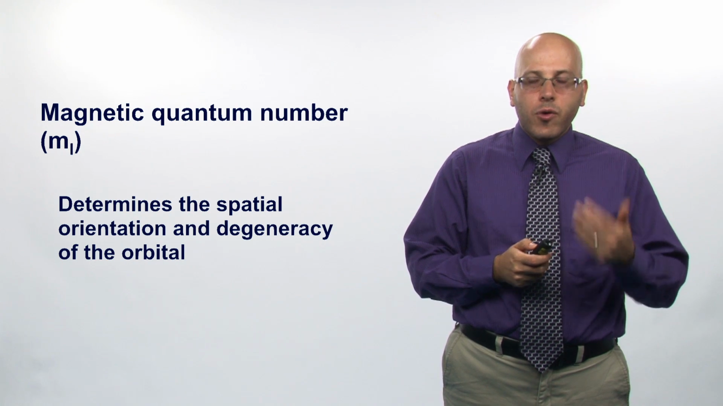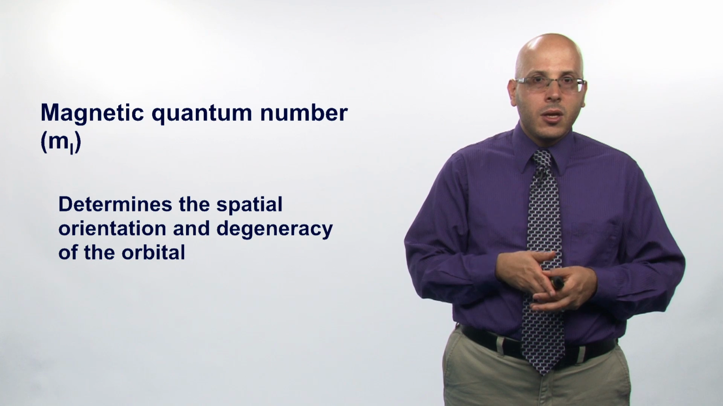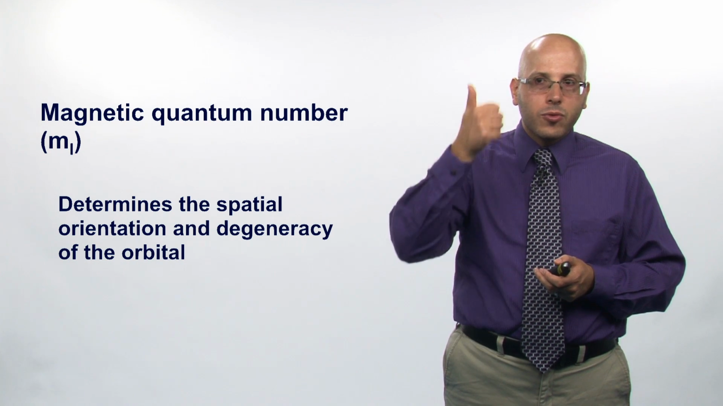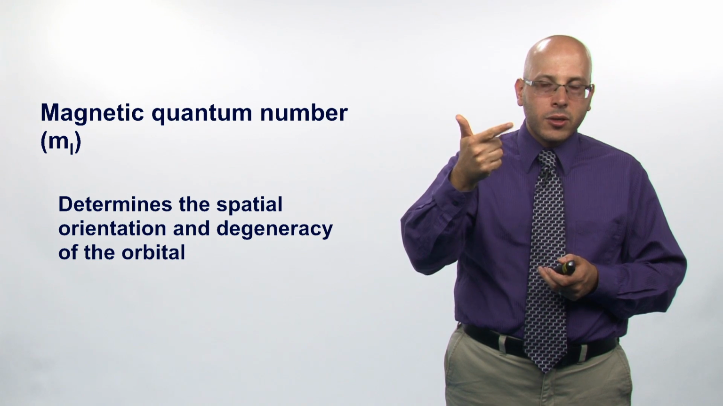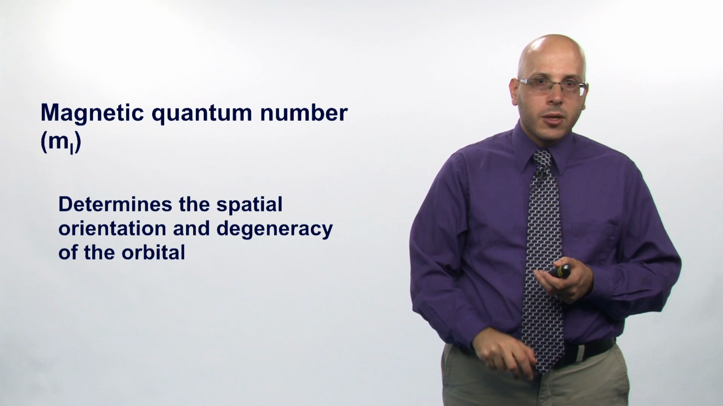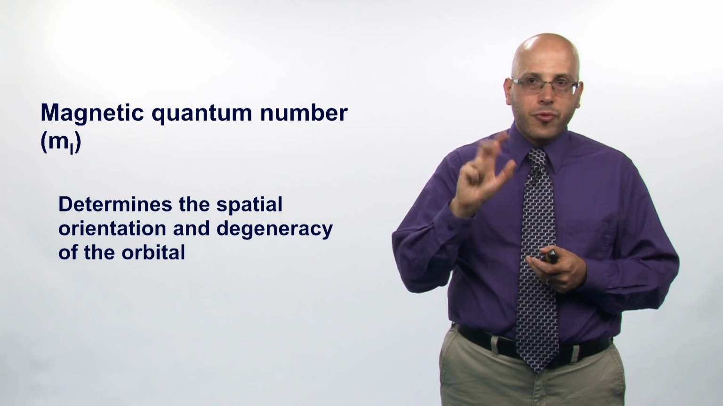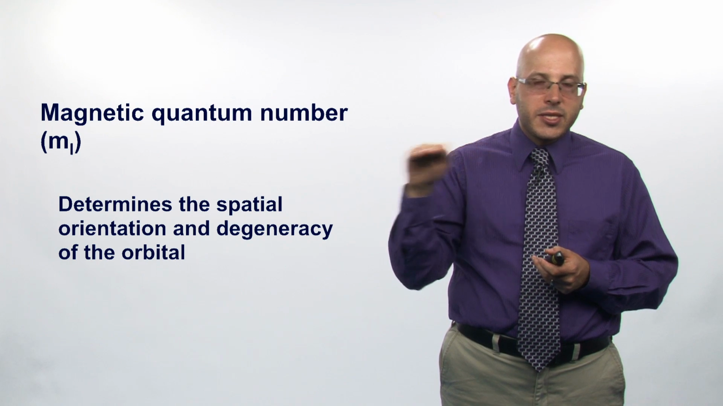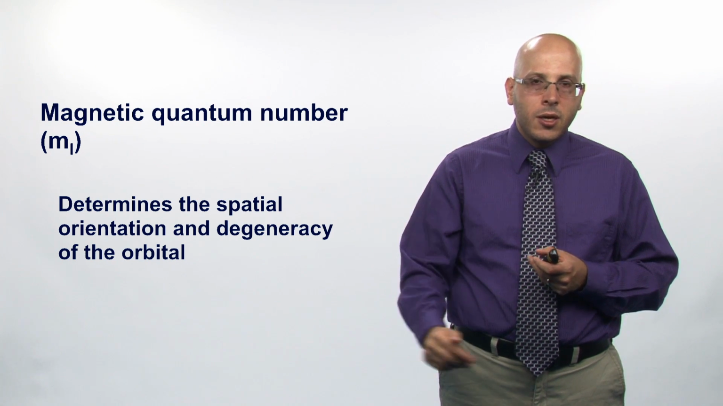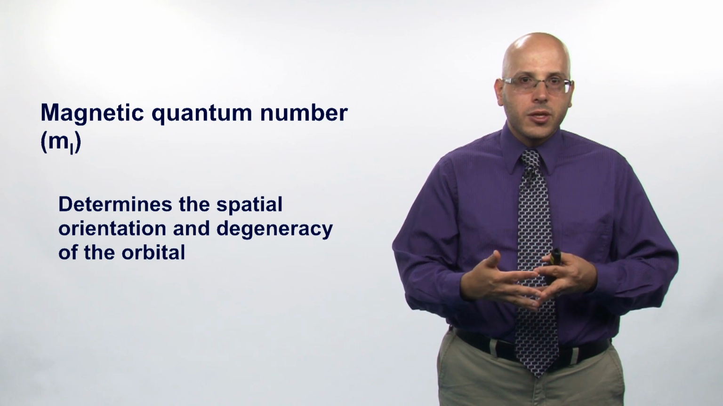So for example, if you look at something like the P orbitals, or the P subshell, L is equal to 1, but M sub L could be either 1 or negative 1 or 0. Okay, so there's three different values for M sub L, which means that the degeneracy of the P orbital is threefold. There are three different P orbitals that have exactly the same energy. Sometimes they get called PX, PY, PZ to try to orient them along axes so that you can see them a little bit better in 3D space.